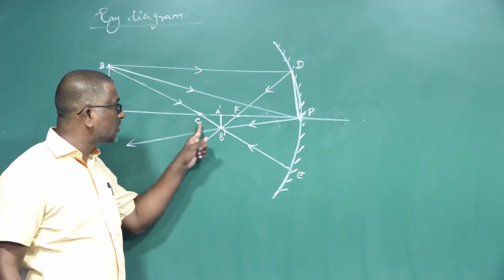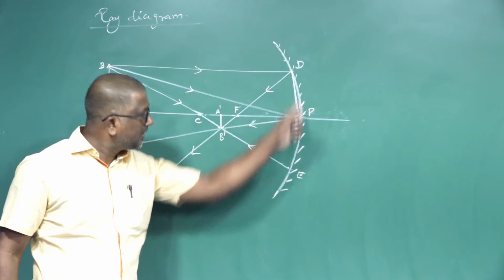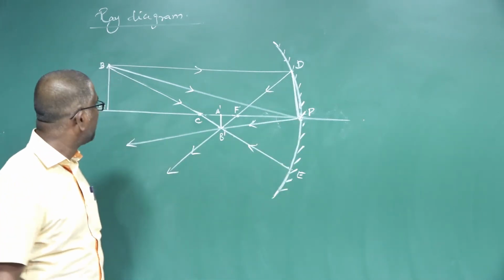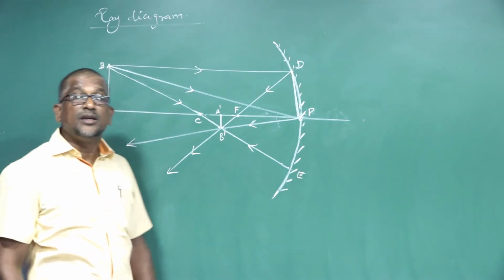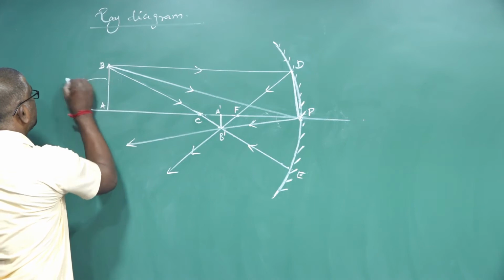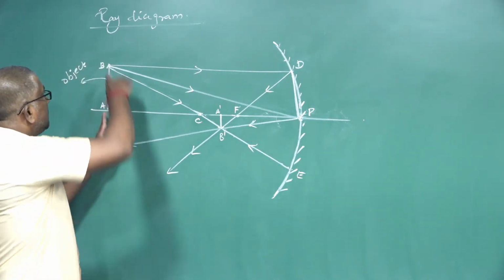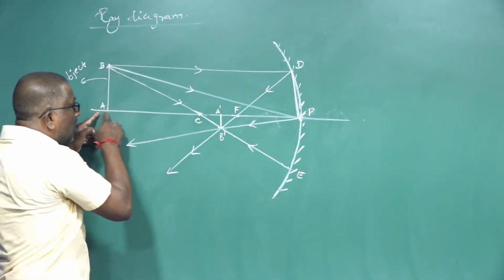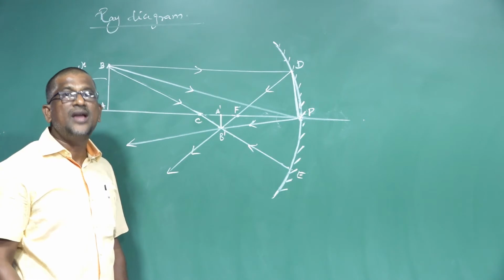Let C be the center of curvature, F the principal focus, and P the pole of a given concave mirror. Concave mirror, right? And what is AB? AB is the given object. This object is placed on the principal axis of a concave mirror.